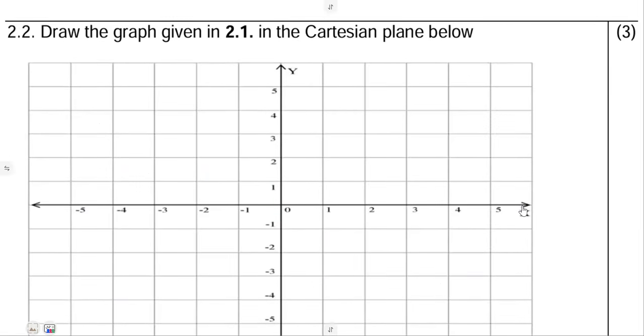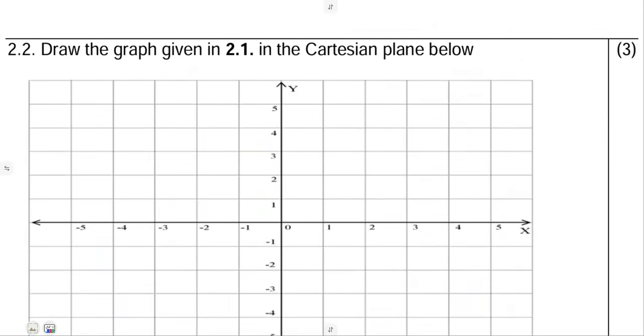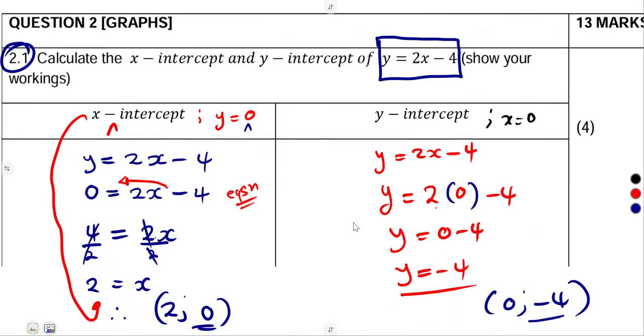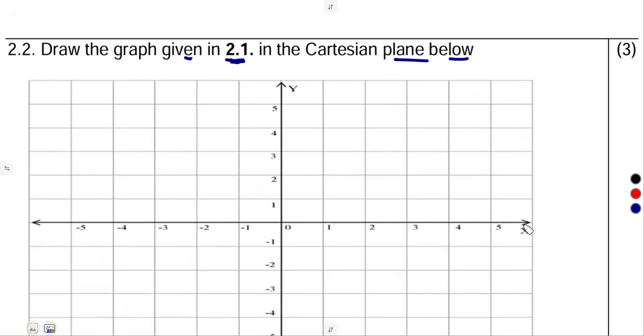Then from that information, draw the graph given, all right? Draw the graph given in 2.1 in the Cartesian plane below. In 2.1, that is here where we are given this graph, or the equation of y is equal to 2x minus 4. So for us to draw the graph, we simply need our x-intercept. Remember, x is at what? At 2. So x-intercept exactly in the x-axis, where x is 2.